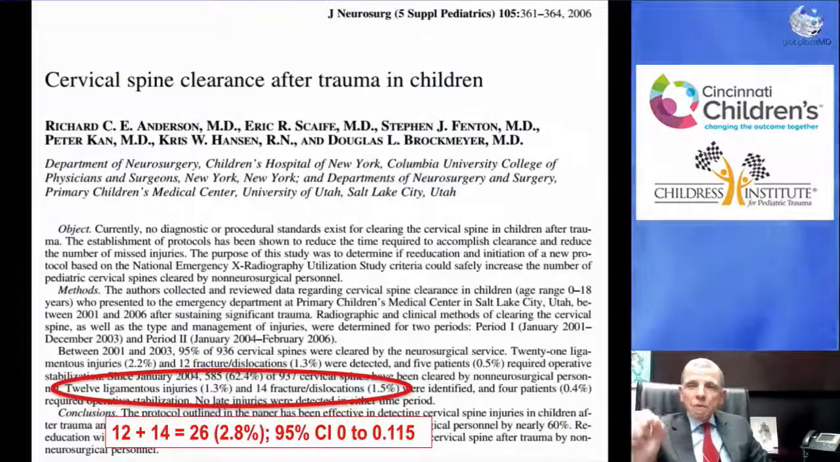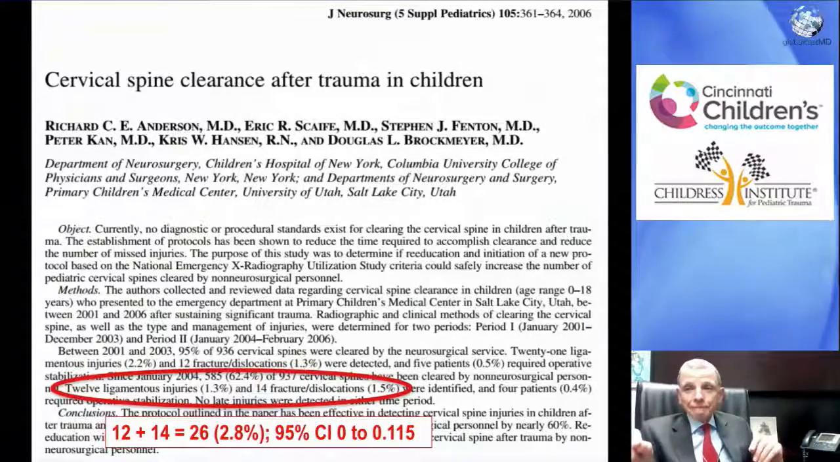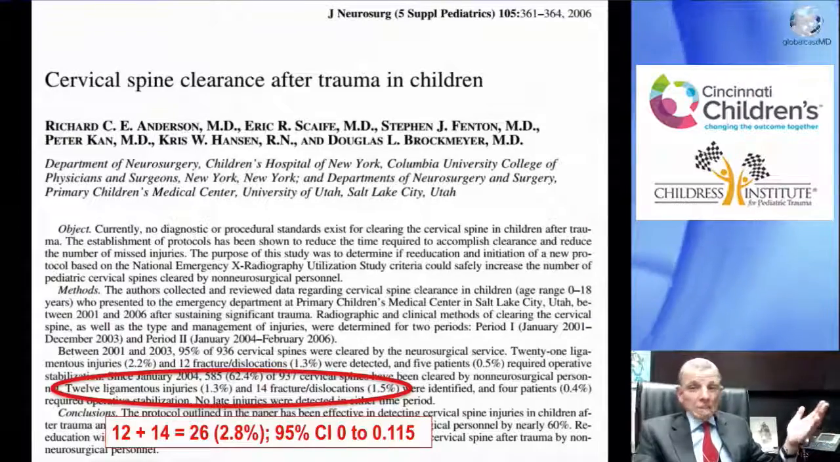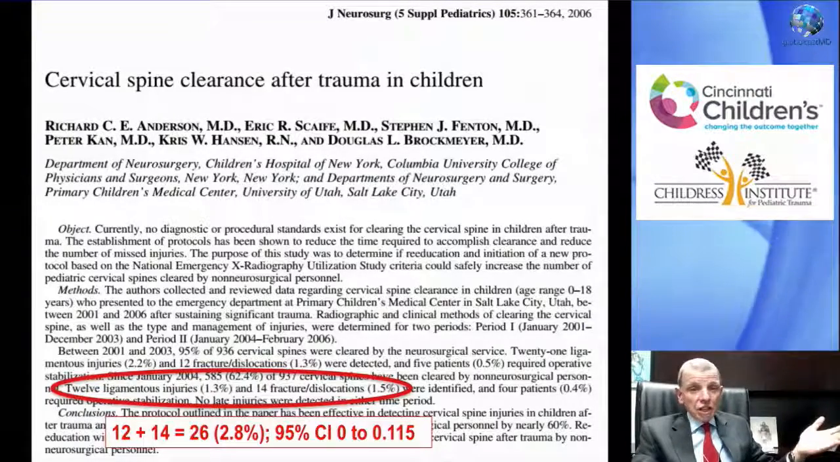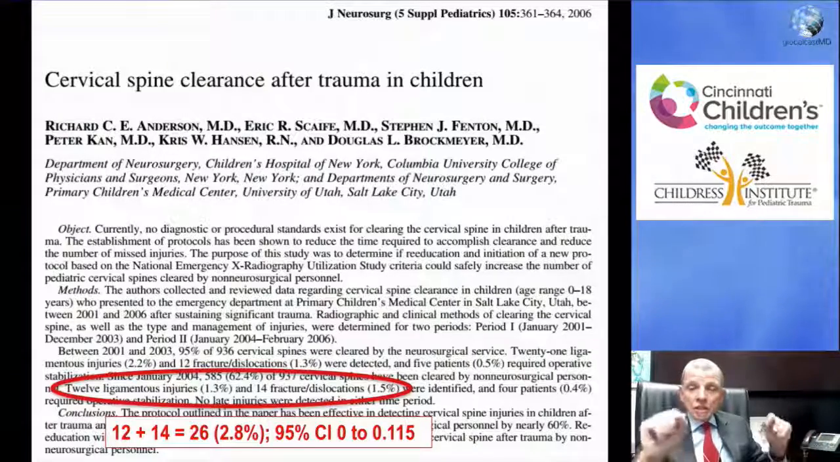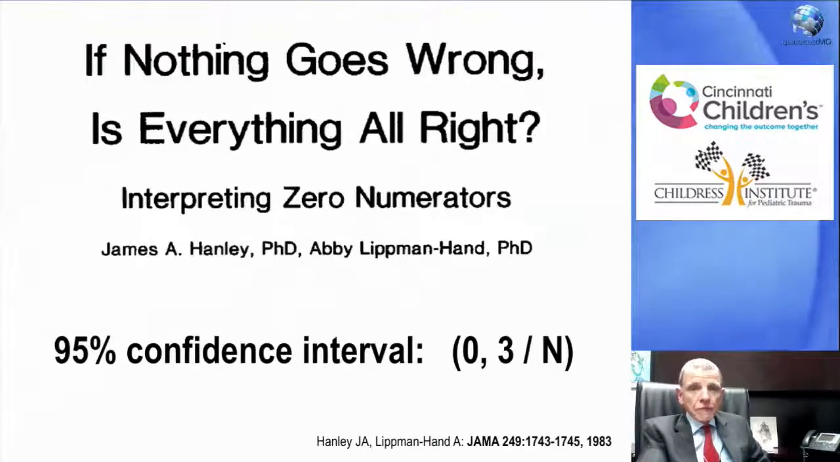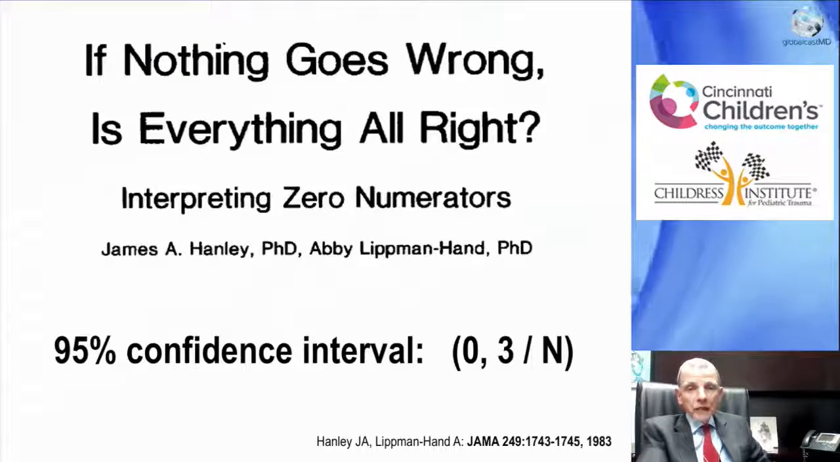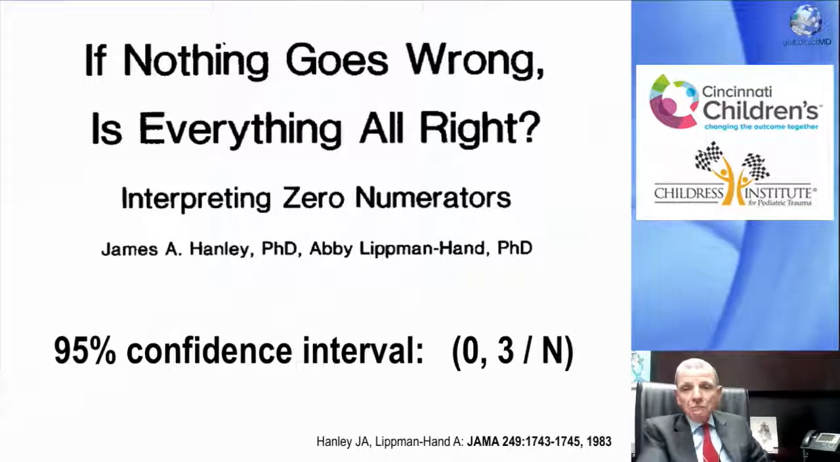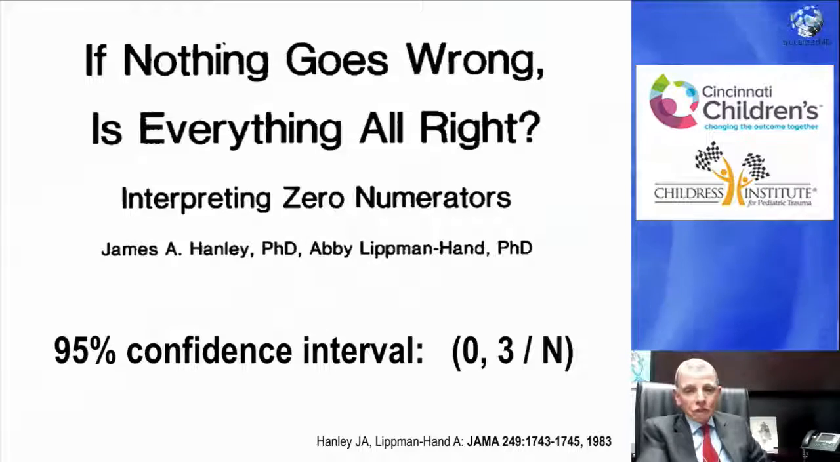But if you put confidence intervals on that 0, the 95% confidence interval is between 0 and 12%. So they may still have a fairly insensitive screening process, but because the number of injuries they evaluated was so small, they don't know it. Not very satisfying. This is one of my favorite old papers from JAMA from 1983. It's a discussion of how to put confidence intervals on 0. I recommend it for people who like numbers.